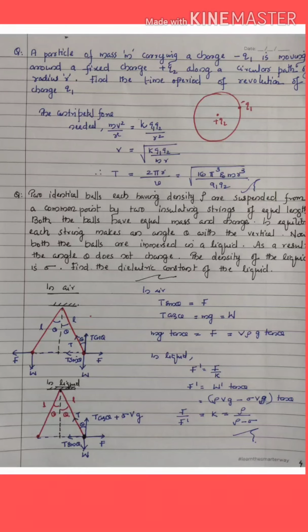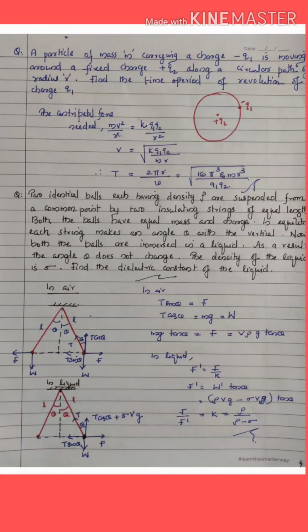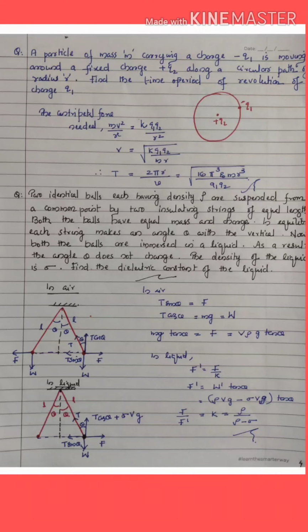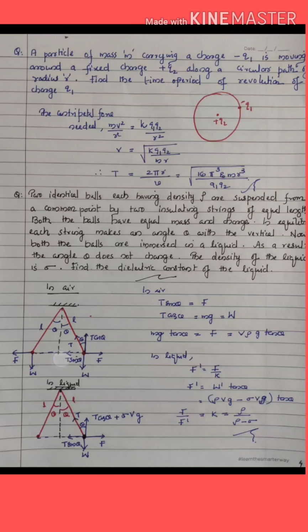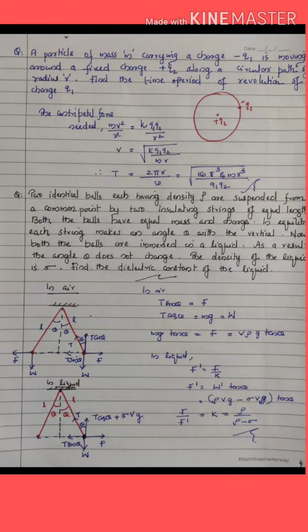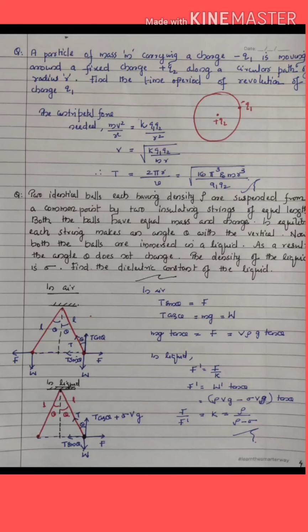But you can think about just one ball. The forces acting on it are: the weight W acting vertically downward, the repulsive force F acting horizontally, and the tension acting along the string. We can split the tension into two components, with this angle theta. So this component becomes T cos theta, and this component becomes T sin theta. In equilibrium, we can write T cos theta equal to the weight mg, and T sin theta equal to F. Dividing, we get mg tan theta equal to F.